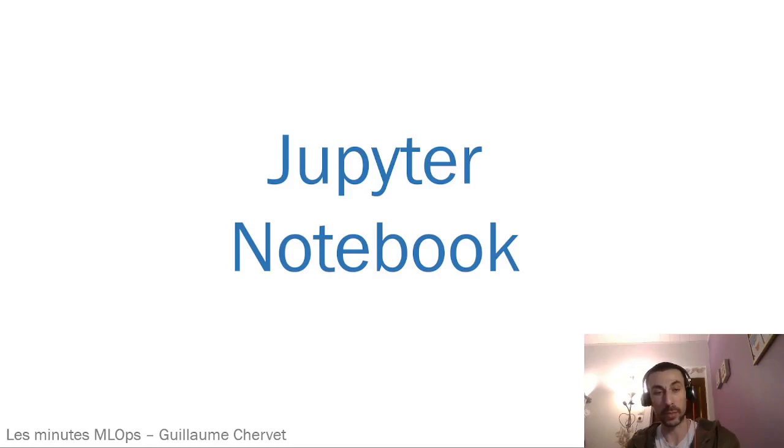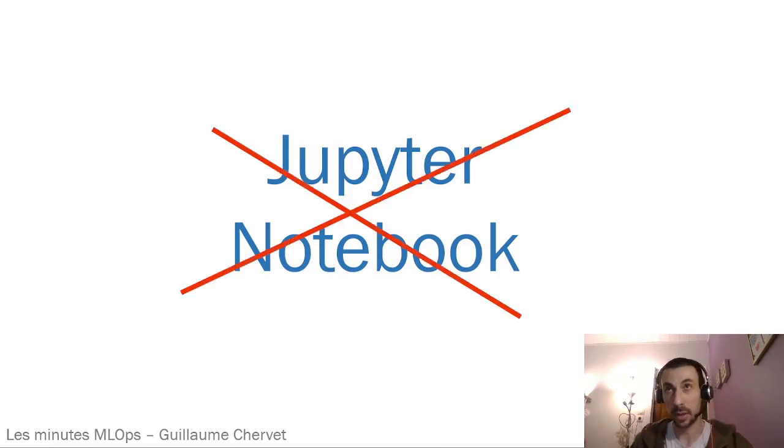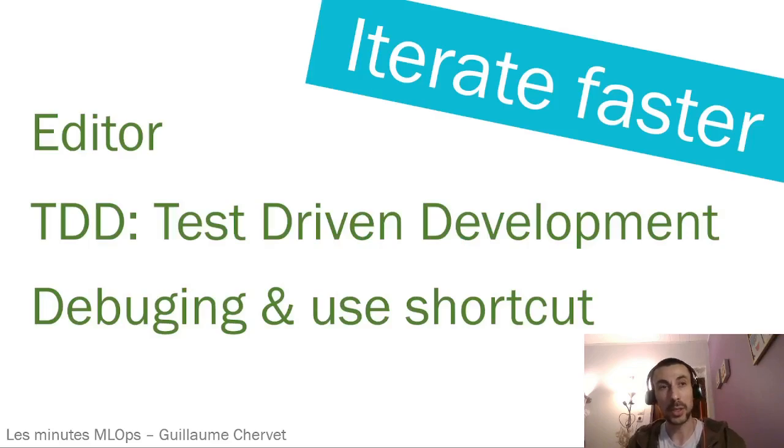A tip for this type of need: when you've got some code and you know exactly what you want, get out of Jupyter Notebook and move on to the next time-saving step, i.e., go to the IDE, use a PyCharm type editor, and immediately set up TDD, i.e., test-driven development, which will enable you to iterate very quickly, and you can use the debugger and keyboard shortcuts.